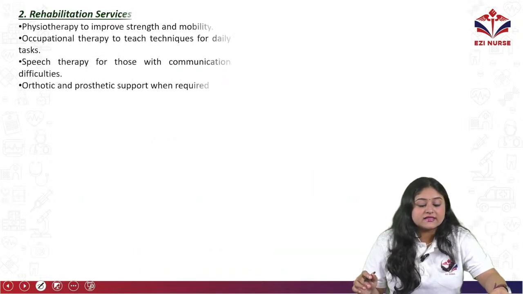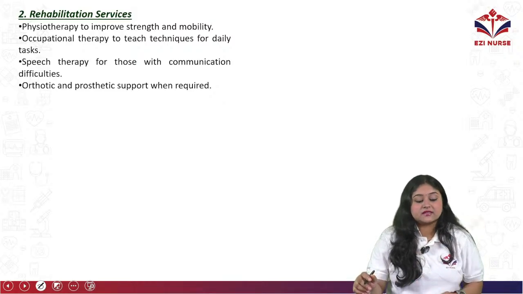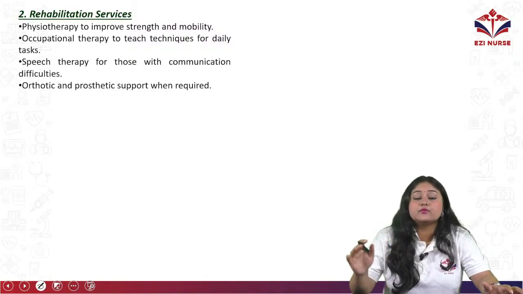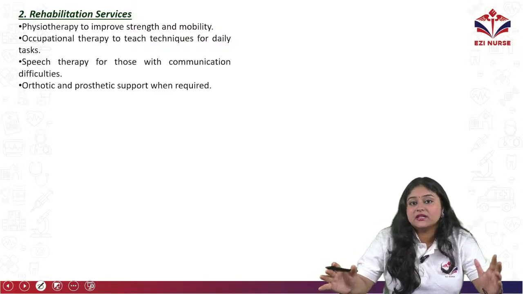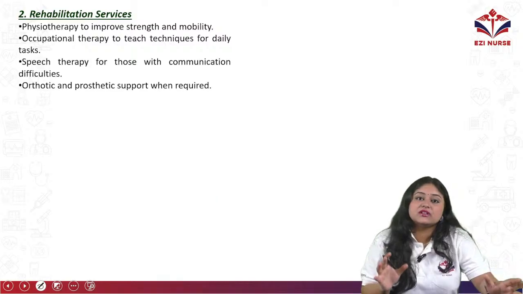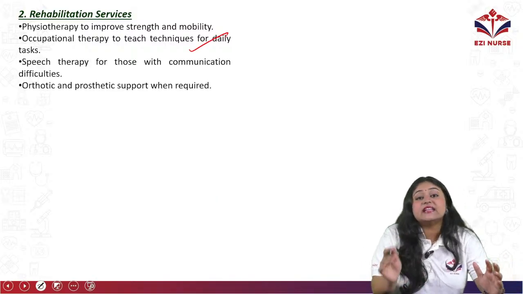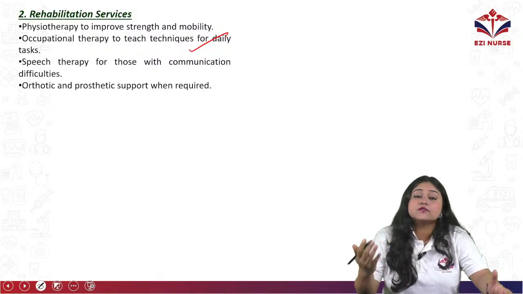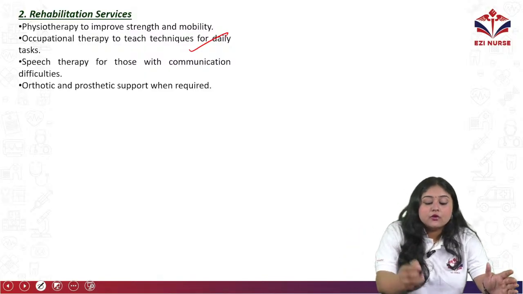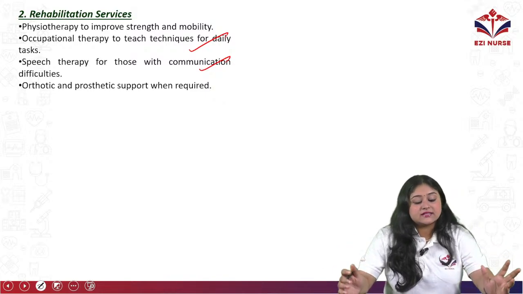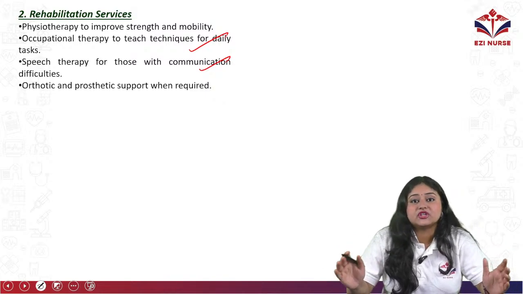So next one is the rehabilitation services. In this we have physiotherapy, which helps to maintain the strength and mobility of that patient. Occupational therapy also we have to implement to teach the techniques for daily tasks, and we also have to implement speech therapy for those with communication difficulties, and orthopedic as well as prosthetic support when the patient requires it.